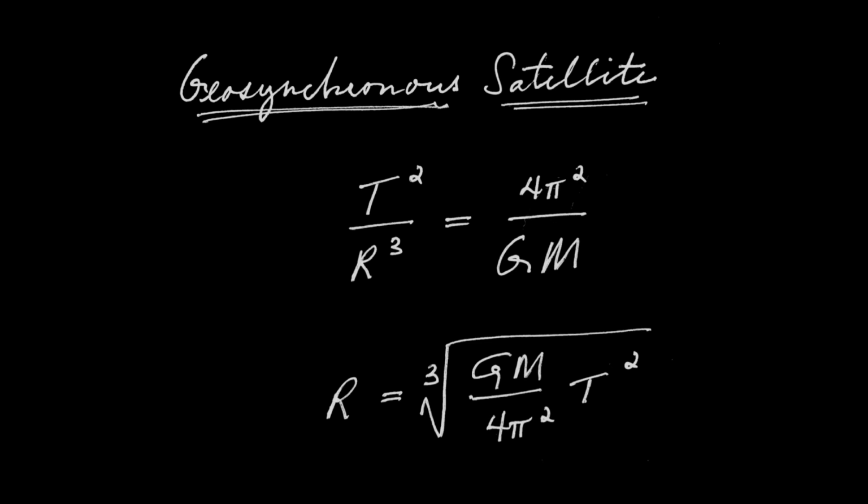It turns out that radius, when you find it, is many multiples of the radius of the Earth itself. This orbit is much larger than the radius of the orbit of, say, the International Space Station, which orbits the Earth about once every 93 minutes.